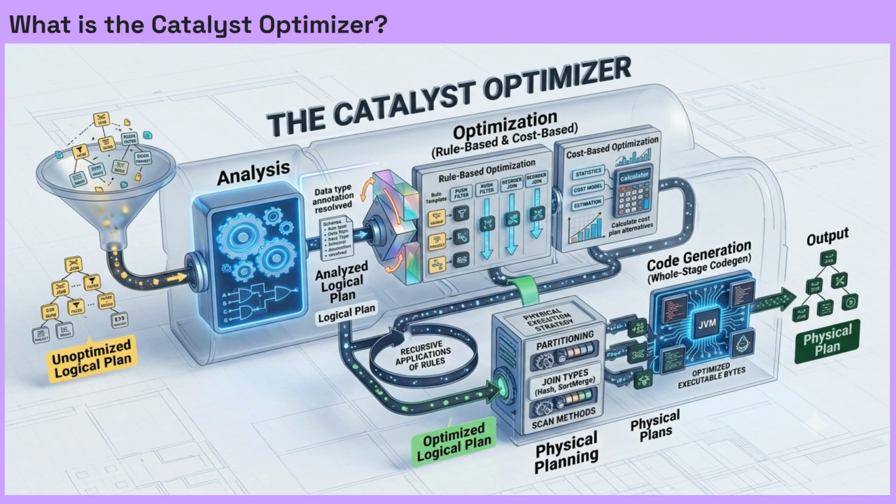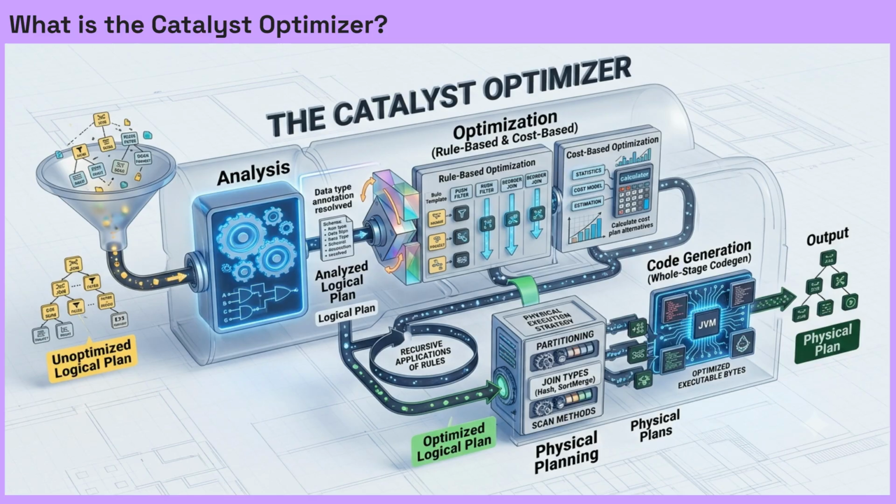Cost-based optimization, CBO. The optimizer calculates different physical plans, the literal computing strategies to get the data. It uses a cost model, the calculator icon, to look at statistics like data size and network costs. Strategy selection. It chooses the most efficient mechanism for data partitioning, join types, like choosing a hash join versus a sort merge join, and scan methods, based on what will execute the fastest on the cluster.